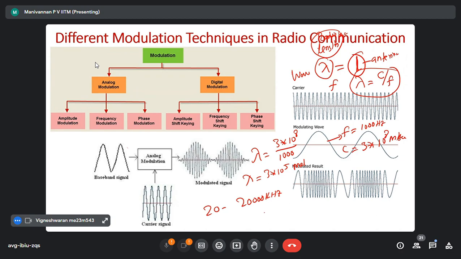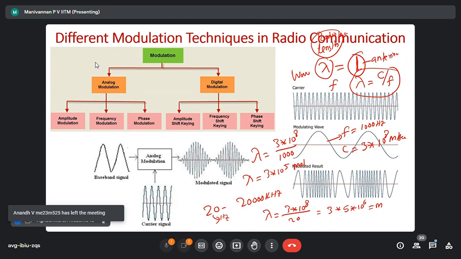Then what will be the wavelength of this 20 hertz signal? Lambda equals 3 into 10 power 8 divided by 20. So it is going to be 1.5 into 10 power 7 meters.